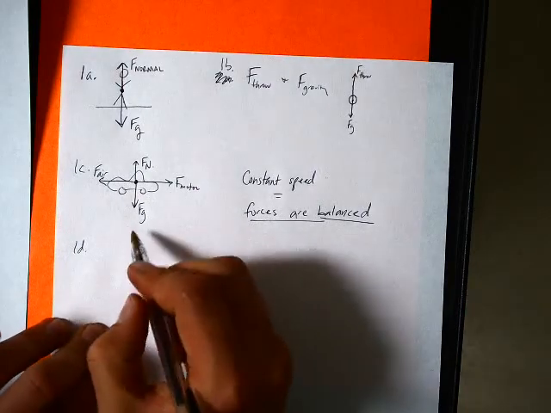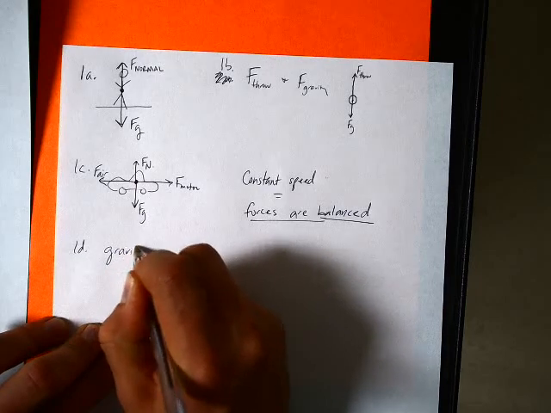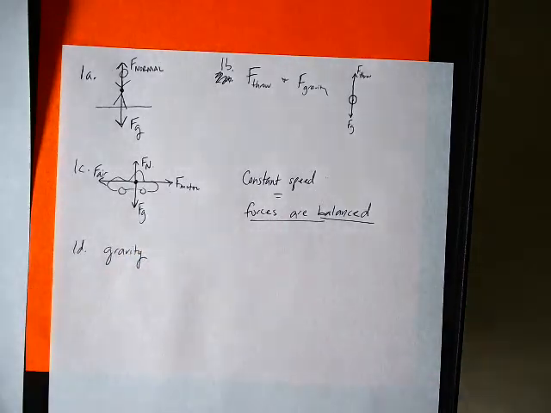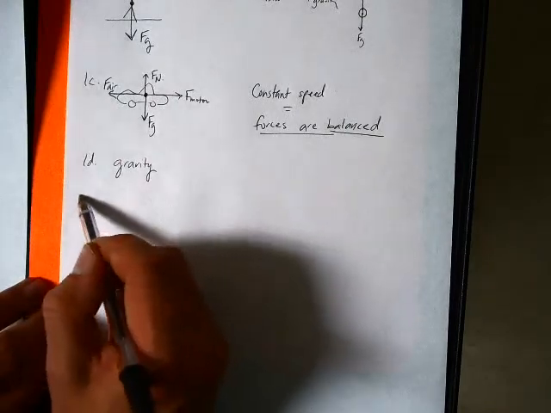Space shuttle orbiting the Earth, that's easy. Got gravity. I'm just going to write gravity on that one. There's no air resistance up there. Assuming that the rocket isn't propelling the space shuttle, which typically they don't in orbit, then we only have gravity acting on it. Alrighty?